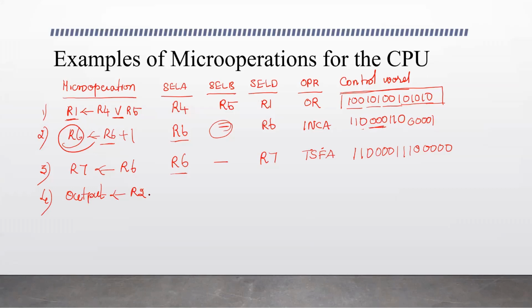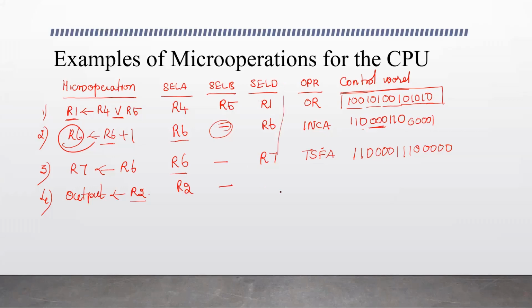Okay, some operations transfer the output to the external output and take input from external input. If we take this operation, transfer the content of register R2 to the external output, here the first input is R2, and there is no second input. And the destination is output here, correct?